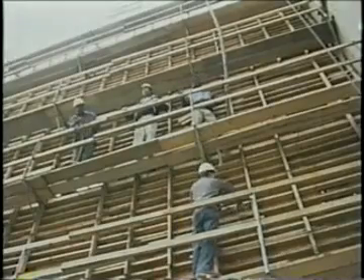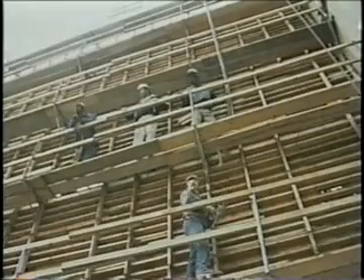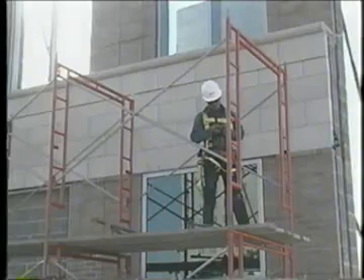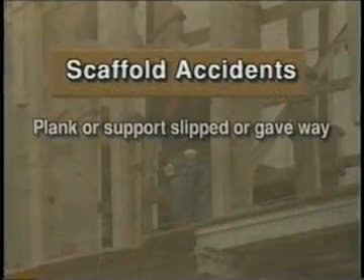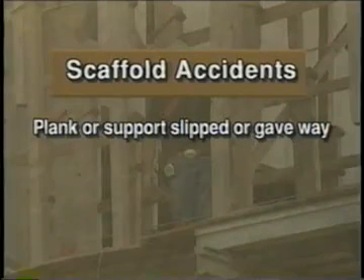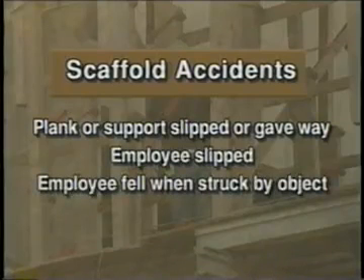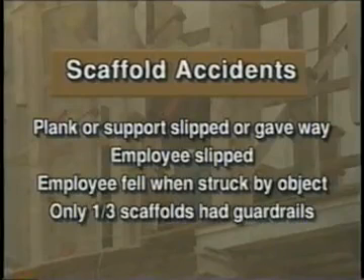Falls from scaffolds are the second most common cause of disabling and fatal fall injuries involving construction workers. According to information published by OSHA in 1996, about 72% of the workers injured in scaffold accidents said the accident was due to one of the following causes. 1. The planking or support slipped or gave way. 2. The employee slipped or fell when he was struck by a falling object. And/or 3. There was no guardrail.